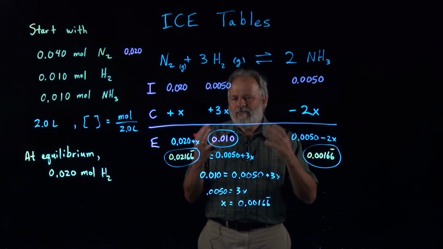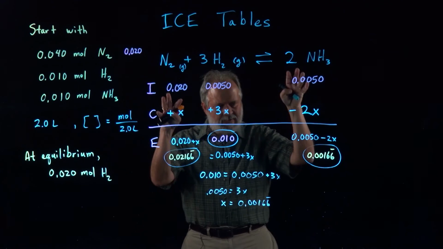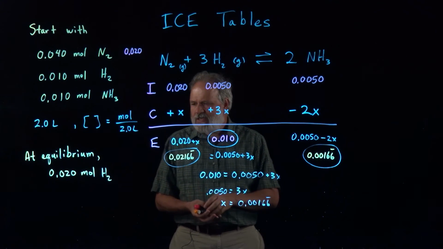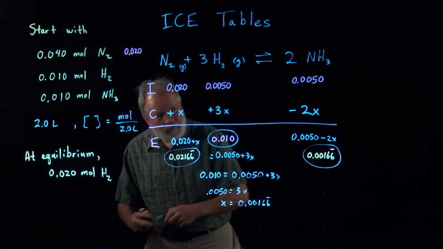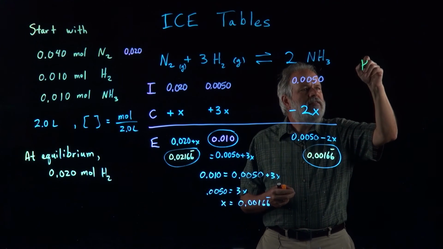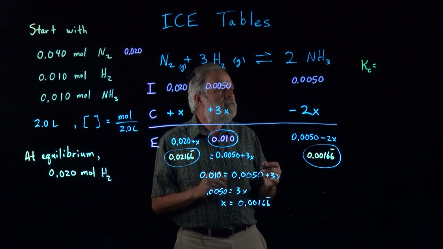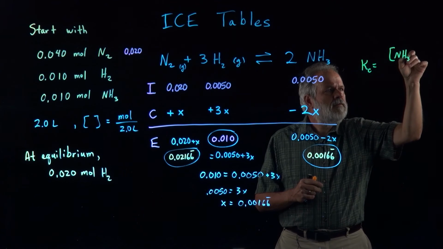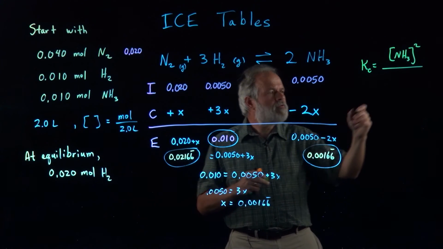Okay, so now from the fact that we knew all the initials and one of the final, that allowed us to determine all the final concentration. Now once we have all the final concentrations, we can calculate the equilibrium constant. That's the reason for this problem. All right, and so writing the equilibrium constant is very easy. It's the products to the stoichiometric powers divided by the reactants to their stoichiometric powers.